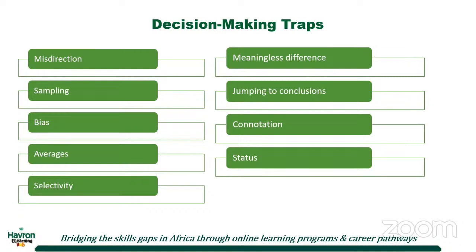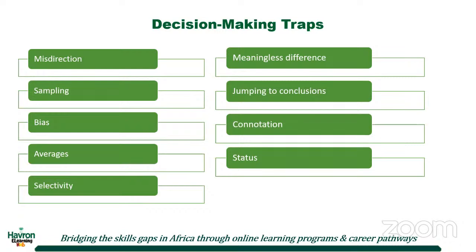Now the next is bias. We are all guilty of some bias at one point or another. Every moment we have lived and everything we have ever experienced contributes to our biases. So bias is another trap. Another one is average. Then next is selectivity.